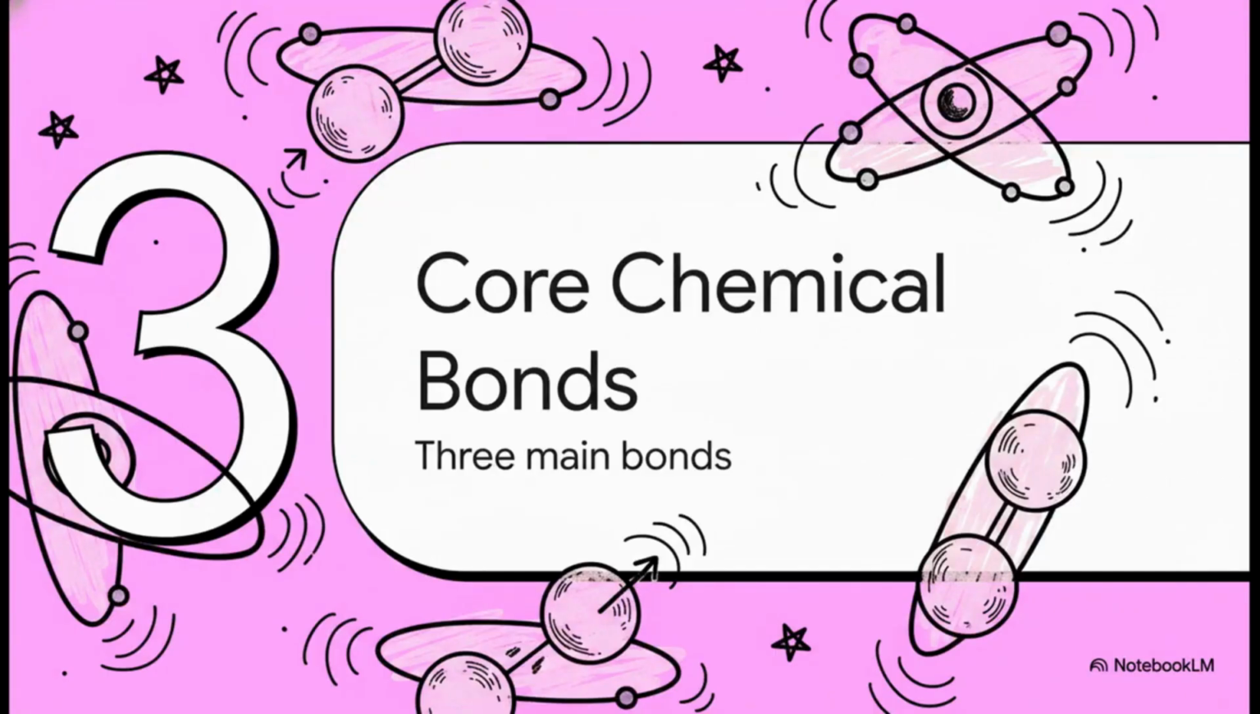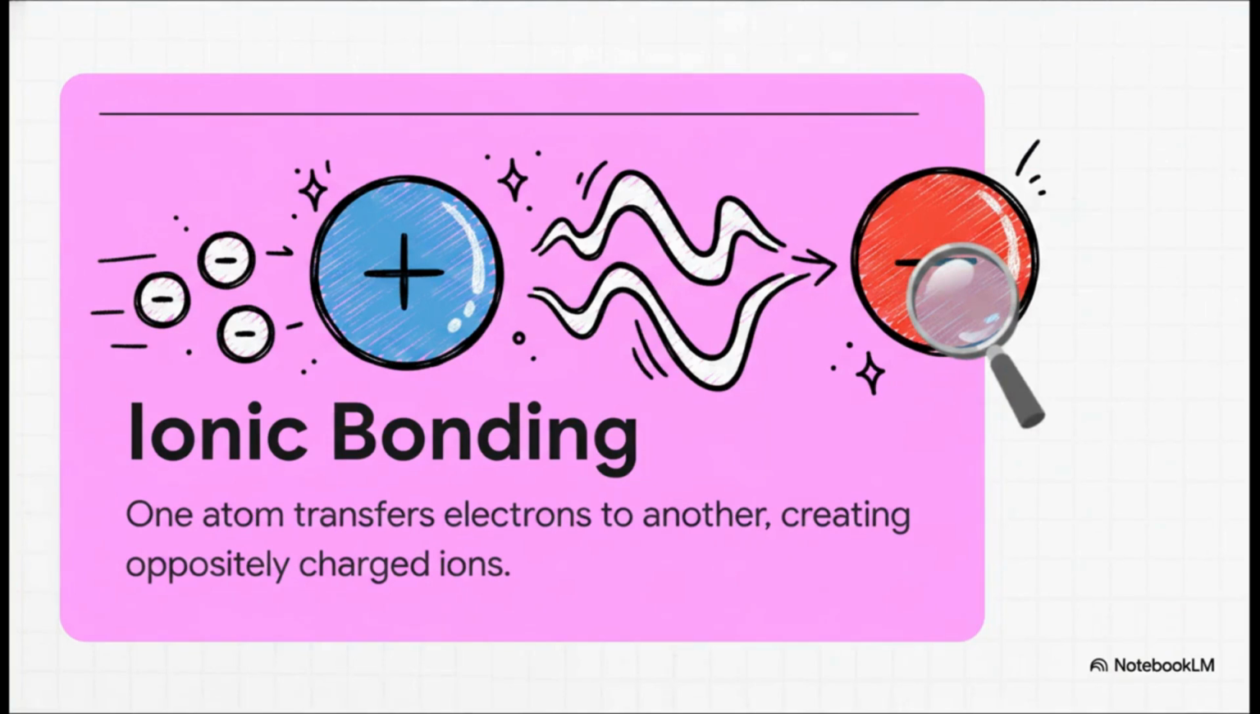Moving right along to Section 3, the core chemical bonds. We're going to look at the 3 main mechanisms atoms use to lock themselves together. Our first mechanism is ionic bonding. This happens when one atom completely transfers one or more electrons to another atom. By doing this, one becomes positive and the other becomes negative. This creates oppositely charged ions, leading to a powerful, almost magnetic-like attraction between them.